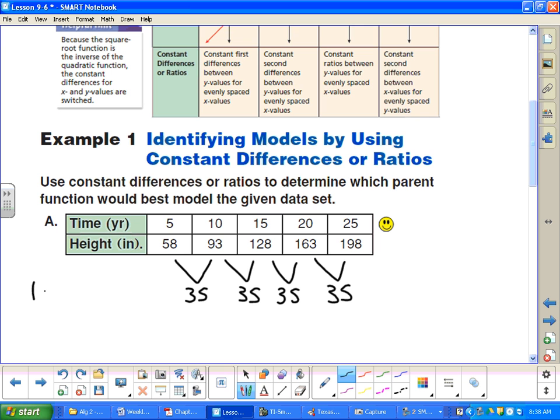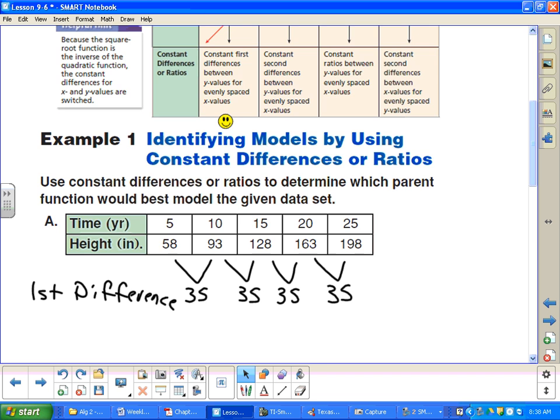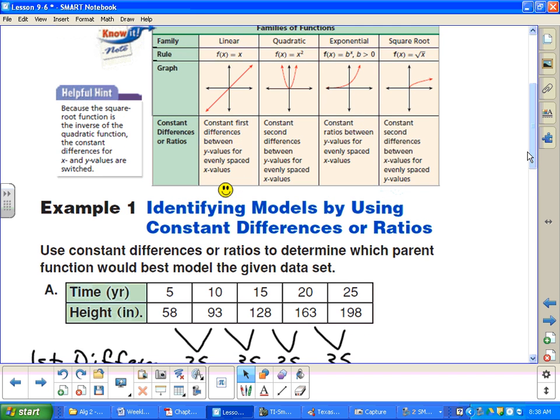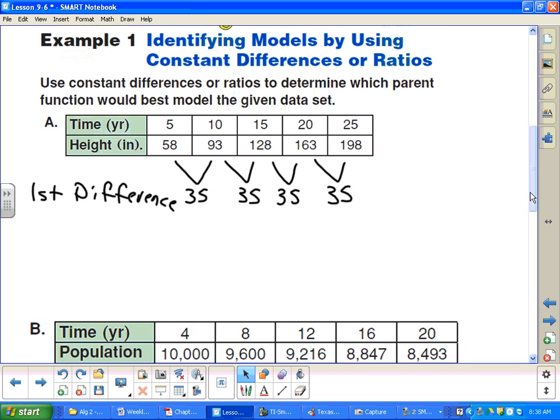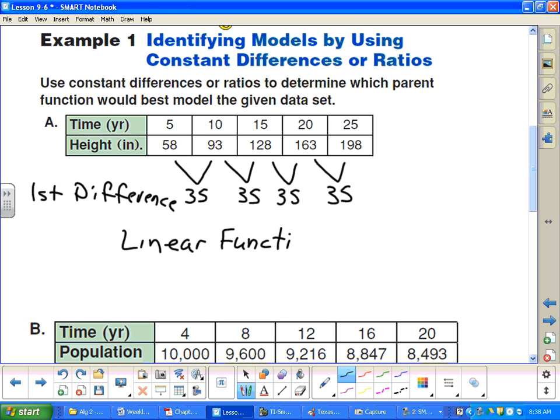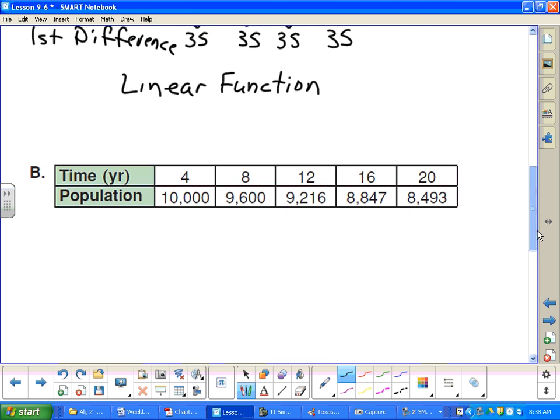So this is the first difference. They're all the same, so that means this first one here is a linear function. So this would be a linear model, or linear function, because the first differences are all constant with the y values. Now, like I said, lots of times you should be able to look at them and kind of see.